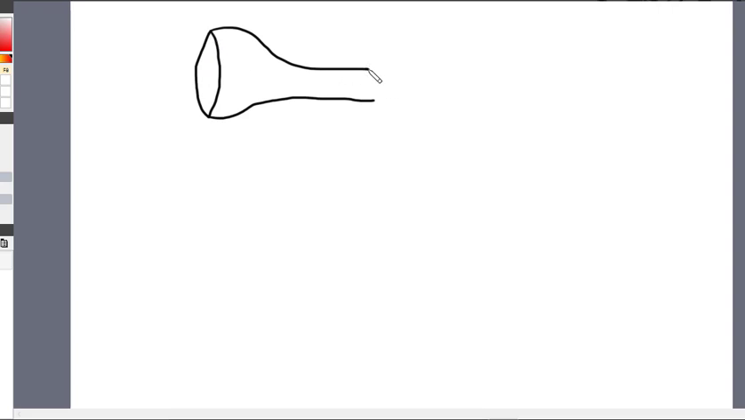Half its original shape. All right, so if this is area 1, which is equal to 1 square meter, and the velocity through here is 7 meters per second, and this is now area 2, which is equal to 1/2 square meters. Okay, then what is the velocity coming out?